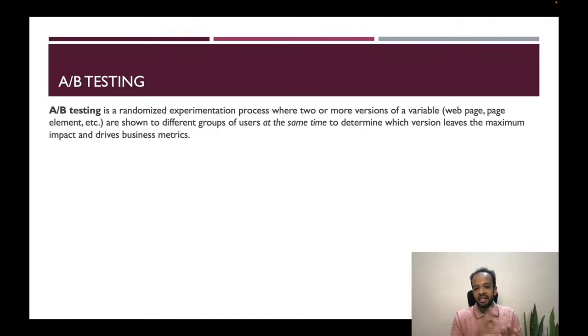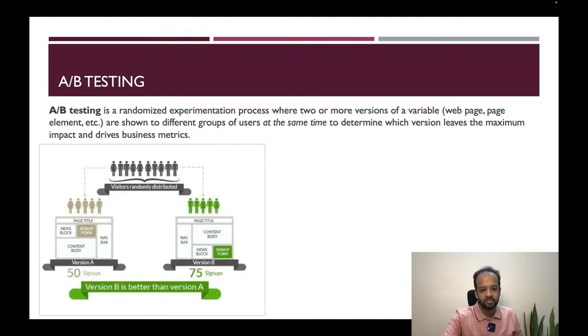So you're showing different versions to different customer groups, but at the same time. Why at the same time? Because you don't want to have the time variation in it. So at the same time, you show different things to different sets of users. You want to determine which version has the maximum impact and drives the business metrics. This will become more clear when we take an example. So let's start with an example.